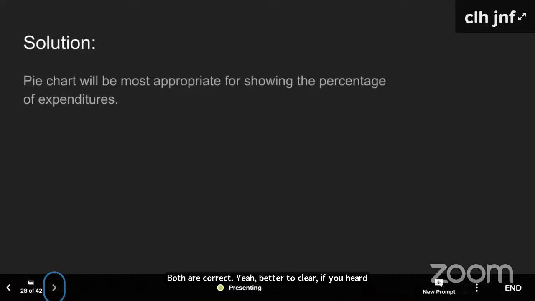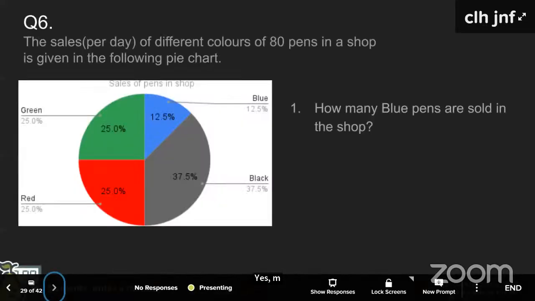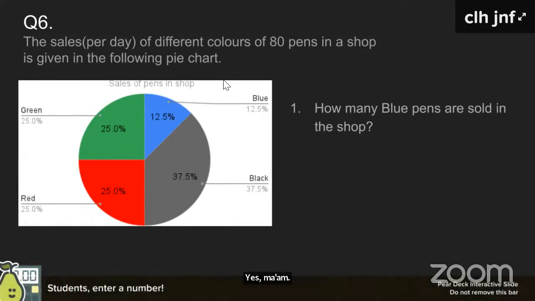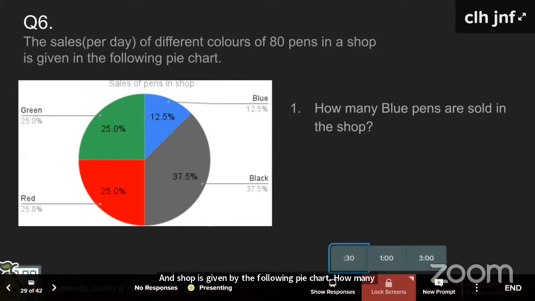Should we move to the next question? Yes, ma'am. So here there is a pie chart. The sales per day of different colors of 80 pens in a shop is given by the following pie chart. How many blue pens are sold in the shop?